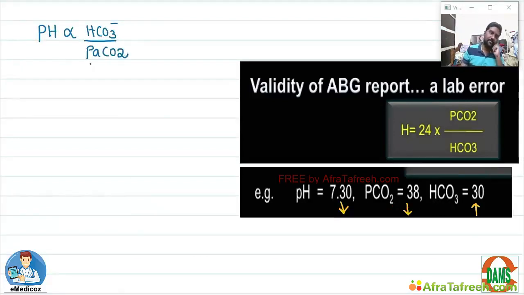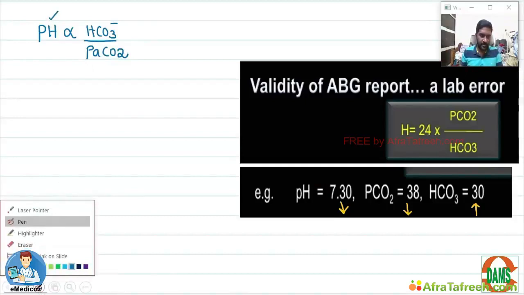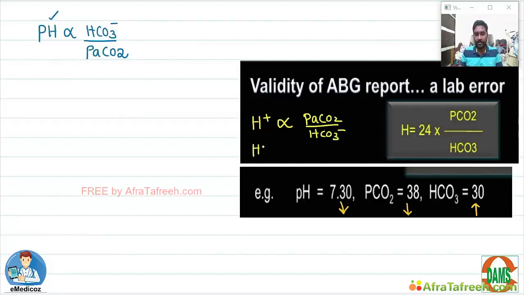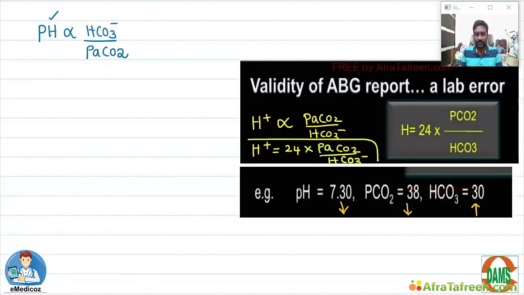So pH is proportional to bicarbonate and PaCO2 by PaCO2. So pH is nothing but negative logarithm of H plus. So if we take in terms of H plus, pH is negative logarithm, so the symbols will change now. So H plus is proportional to PaCO2 by bicarbonate. Now removing the proportional value and introducing a constant 24, this will be the formula to calculate H plus value.